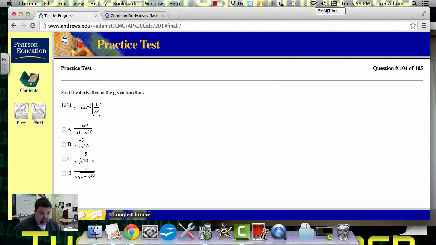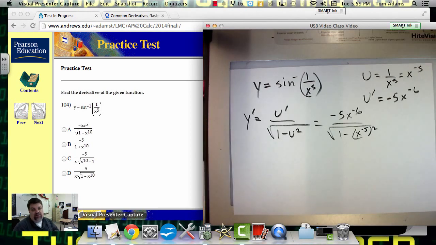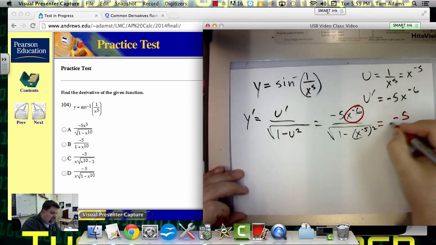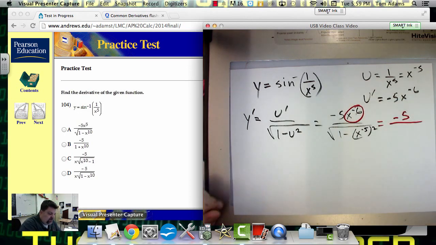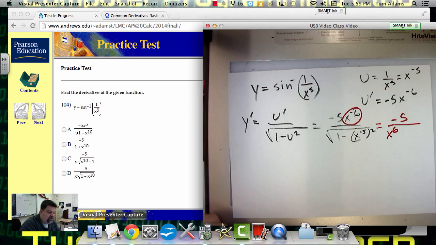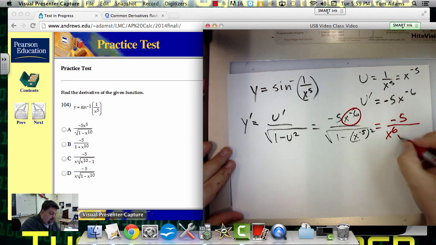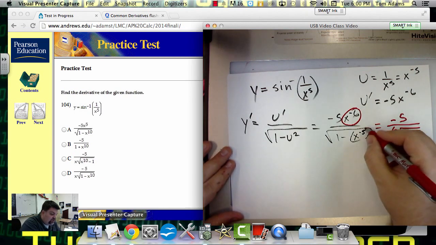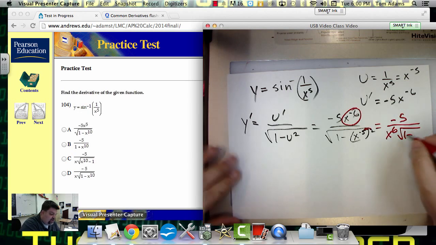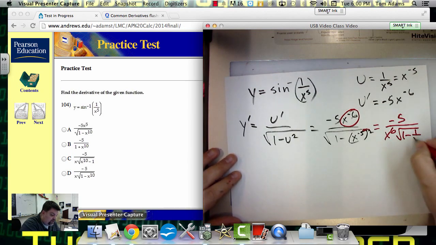Oh, good. I'm done. Wait a minute. That doesn't look anything like my answers. Well, we got to clean it up a bit. So, in the next line, the negative 5 stays on the top. But to make this negative 6 become a positive 6, I'm going to have to toss that x down to the bottom. So x to the negative 6 is the same as 1 over x to the positive 6, times the square root of 1 minus. Now if I push the 2 through, I get 10. That's an interesting thing there. So I get x to the negative 10, or 1 over x to the 10.